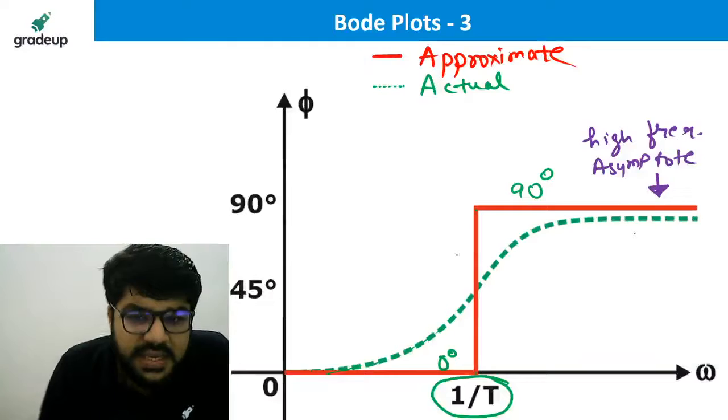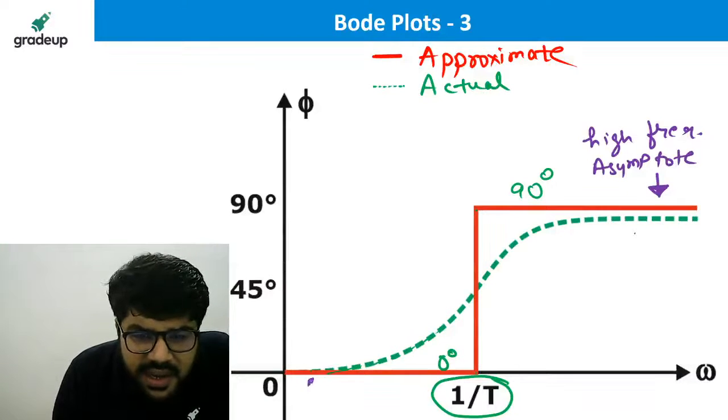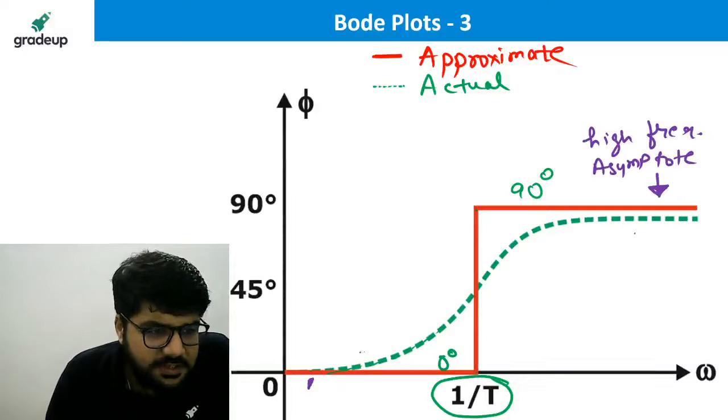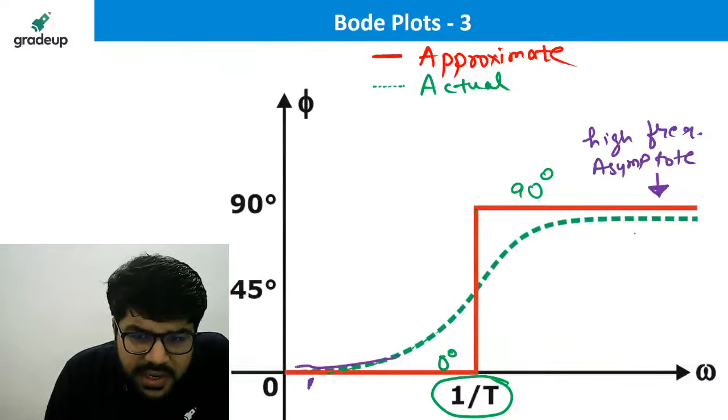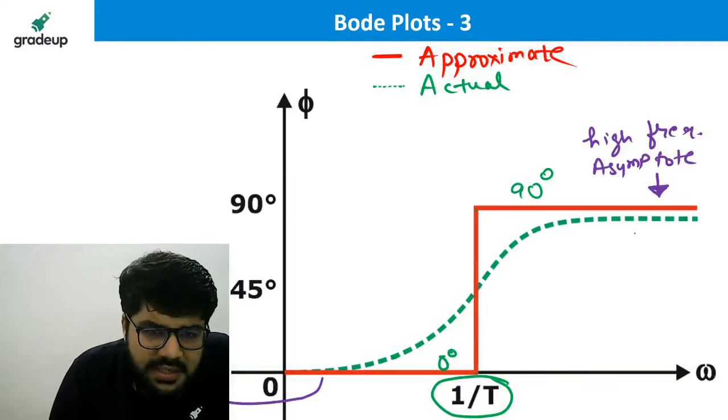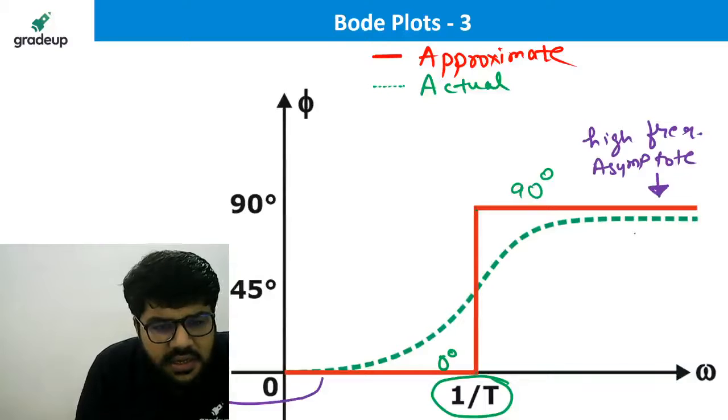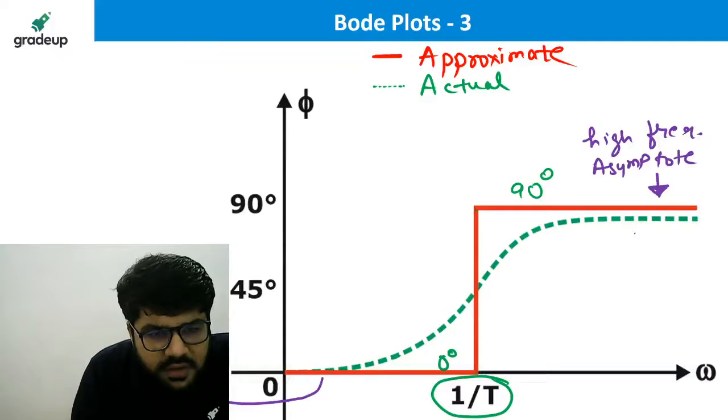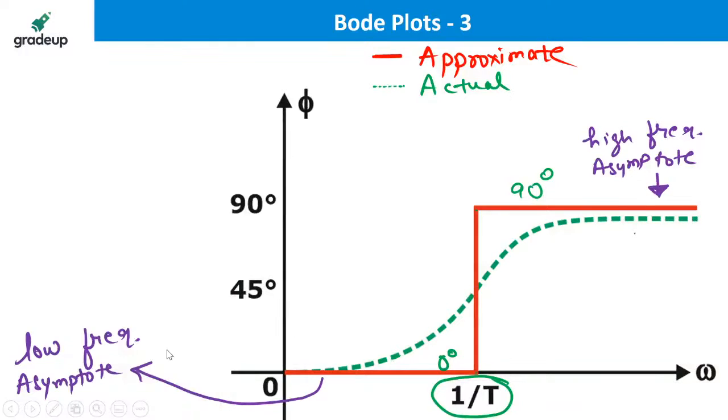Everyone? Similarly, this 0-degree line, this bottom red line, is meeting the actual curve at low frequencies, so I will refer to this as the low frequency asymptote of the phase plot. So here also in the phase plot we have two asymptotes, known as the low frequency asymptote and the high frequency asymptote.